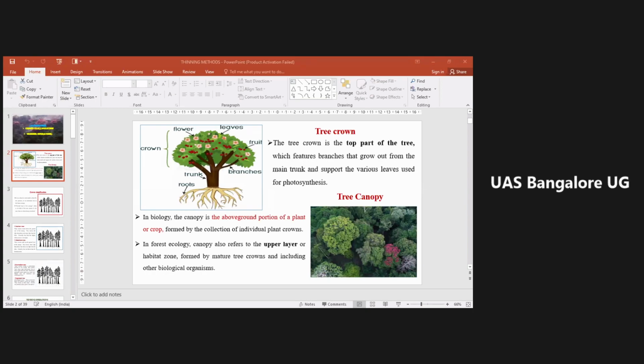I think someone asked whether thinning can also be called weeding. Weeding is different from thinning. Thinning is removal of excess trees from the crop or the stand. Weeding is removal of unwanted plants from the stand. That is the main difference between weeding and thinning.